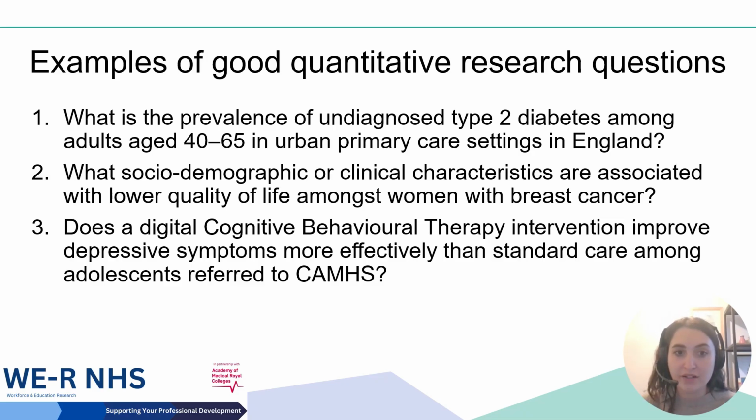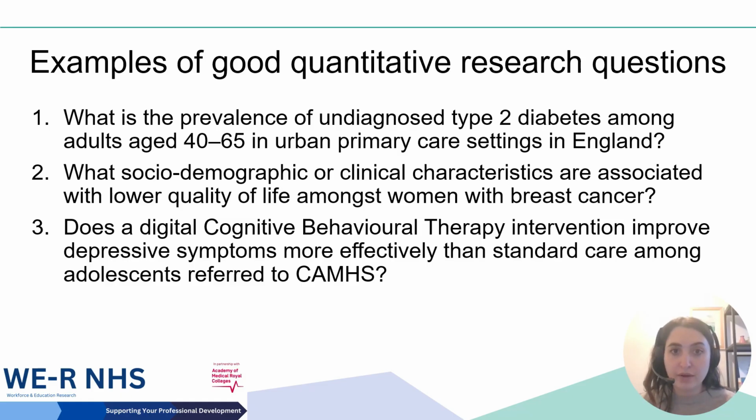You can see that these are all quite different questions in how they're worded, but they all share some common characteristics. They all specify their study population, so this is something that's really important when thinking about quantitative research specifically, is that you need to define who you're studying in a measurable way. For example, in the first question, we can see this would be adults aged 40 to 65 registered to urban primary care settings. In the third example, this would be adolescents referred to CAMS, and you would often then go on to define the age range you're using for adolescents.